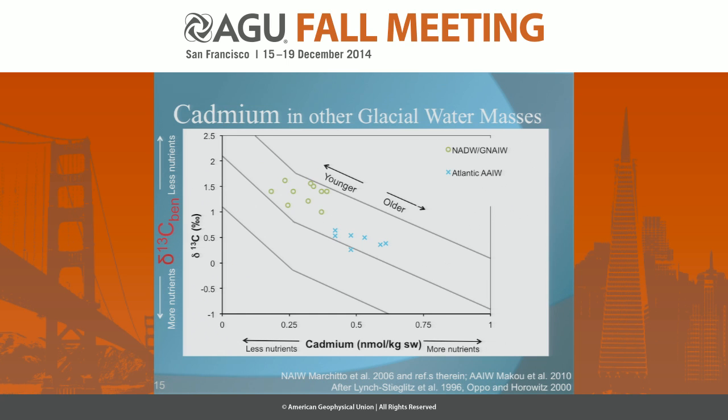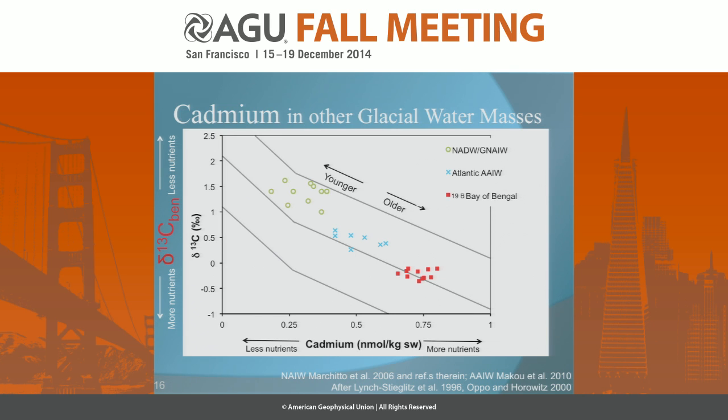Atlantic equilibrated Antarctic intermediate water, the blue crosses. This is from a study off the Brazilian margin during the last glacial maximum. They found that there's an offset from the surrounding North Atlantic intermediate water or deep water that's present there at the time. And my results fall along an aging path of that same nutrient signature. So it's consistent with the interpretation of an aged Antarctic intermediate water source at my core site.